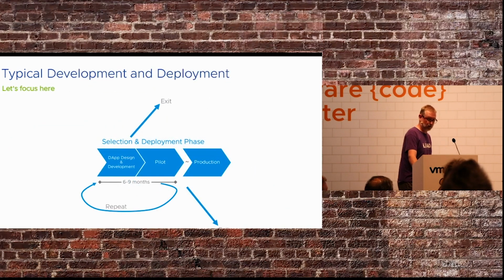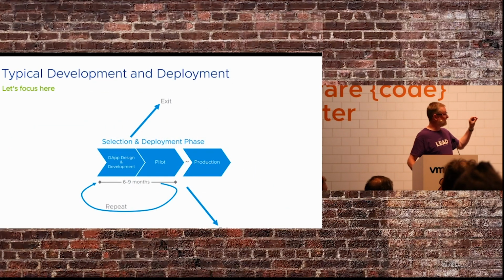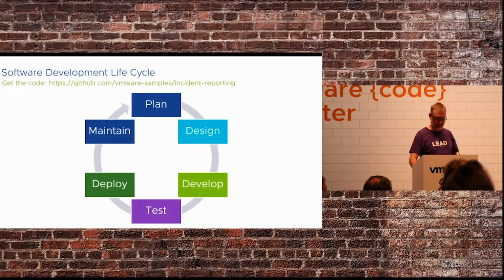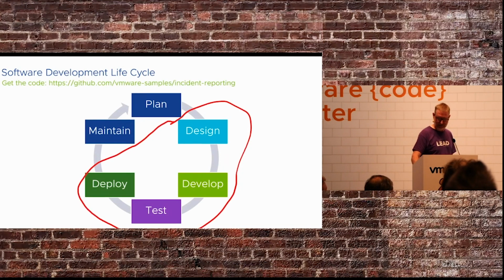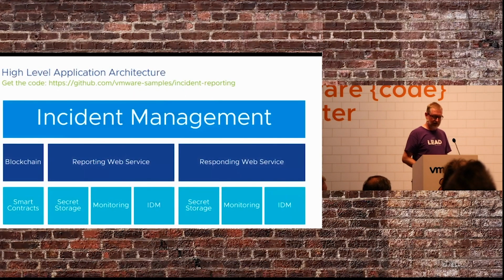All right, so we're going to talk about this development and deployment phase, because I think we're all technology guys, and that's really what we want to look at. We're going to look at the design, develop, test, and deploy phases of the software development lifecycle. Here's a high-level picture of what it would look like if we were to implement this system in blockchain.